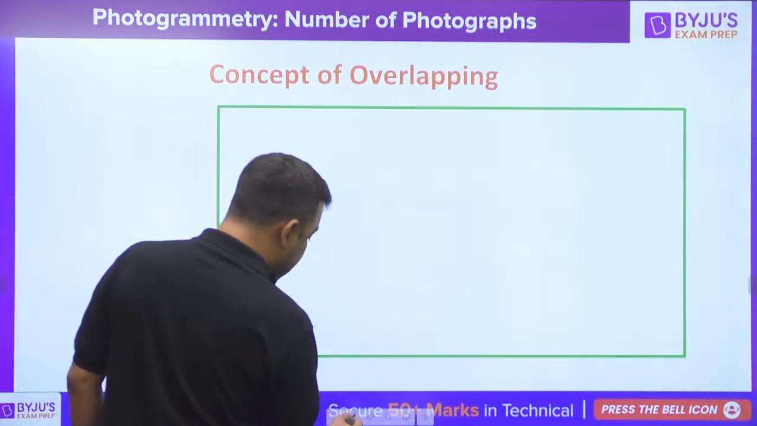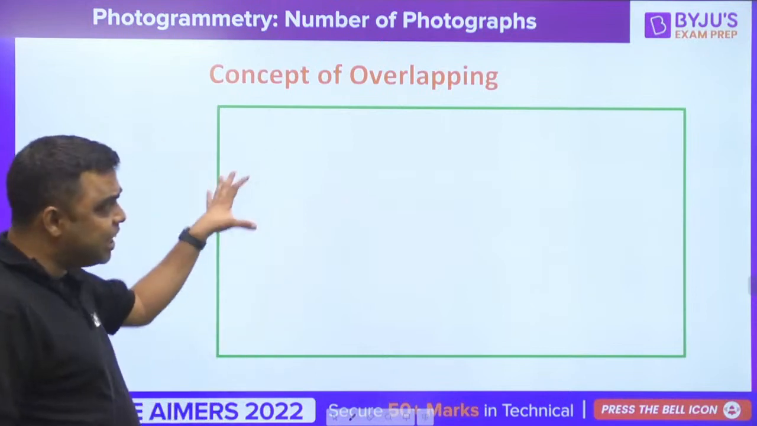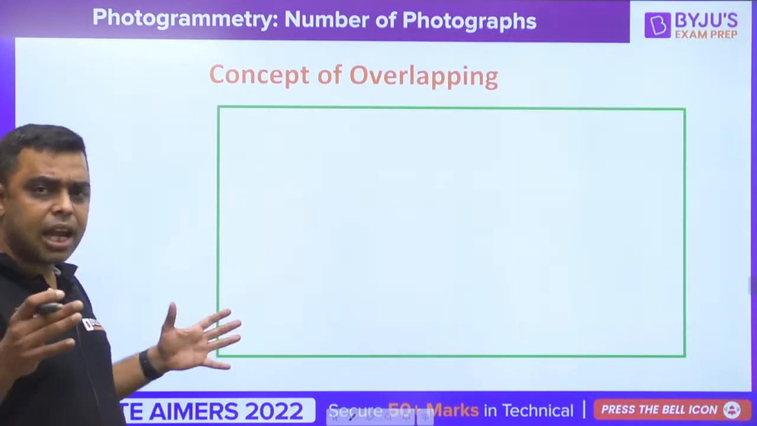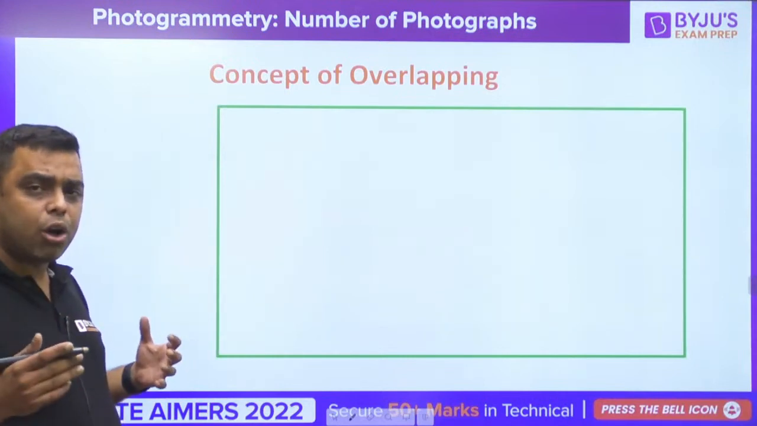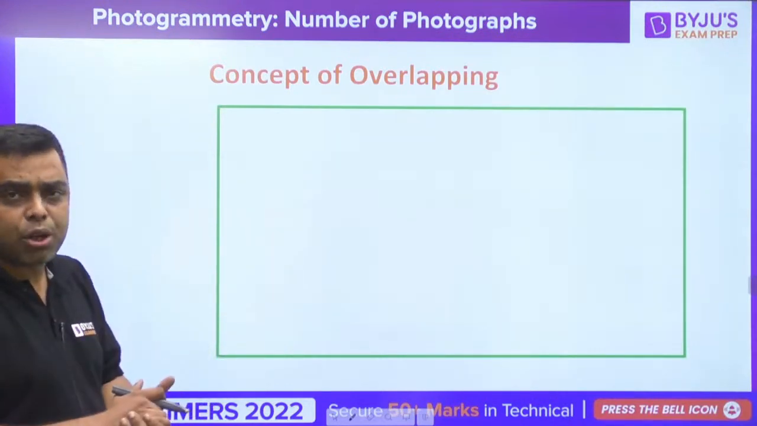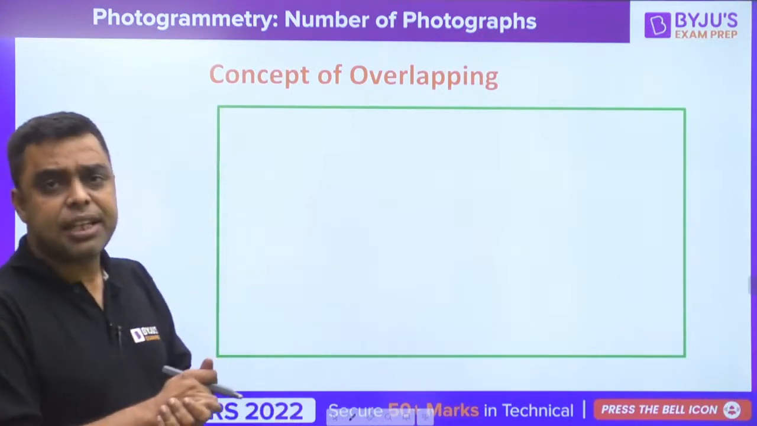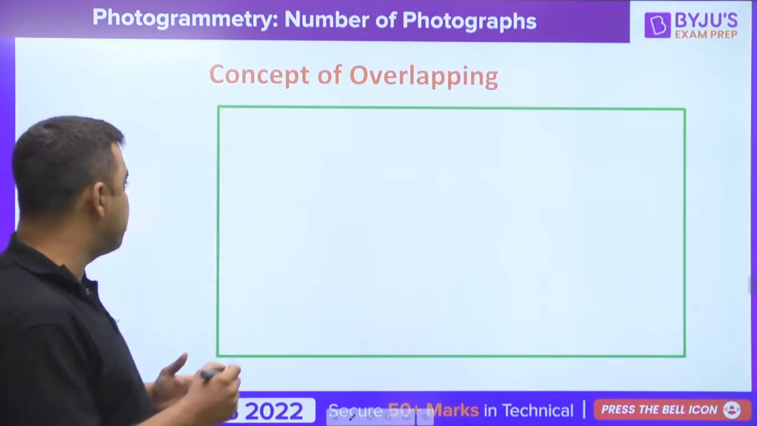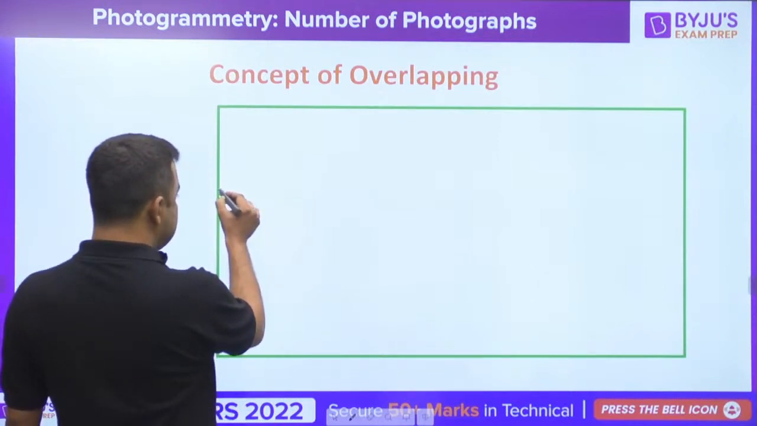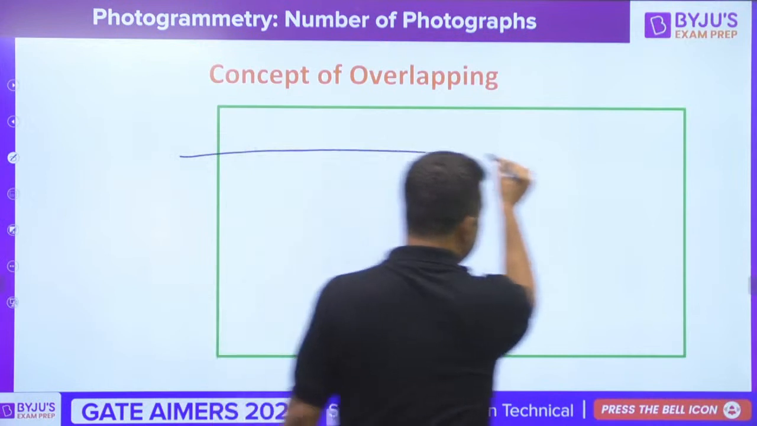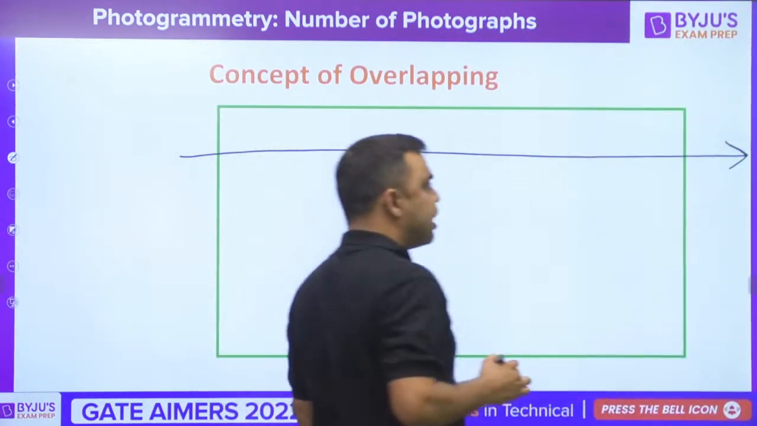Now guys, basically let us assume that this is the area which is to be surveyed. The size of the area is large. That's why we have selected the option of going for aerial photogrammetry, right? In this case, how do we do the survey? At first we do the flight planning. This is my flight planning.